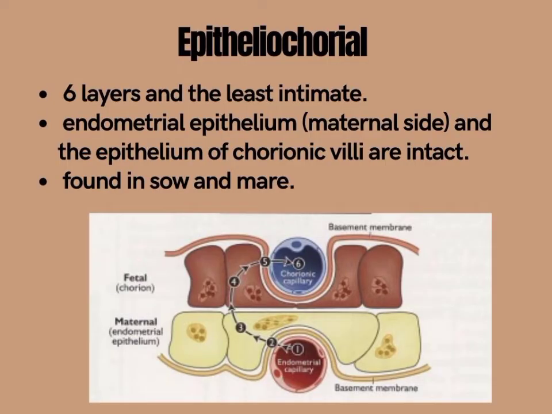Epitheliochorial has 6 layers and is the least intimate among the placental types. The endometrial epithelium, on the maternal side, and the epithelium of the chorionic villi are intact. This is found in sow and mare. Ruminants have this type of placenta, however, the endometrial epithelium transiently erodes and then regrows, causing intermittent exposure of the maternal capillaries to the chorionic epithelium. And this type of placenta is termed syndesmochorial.